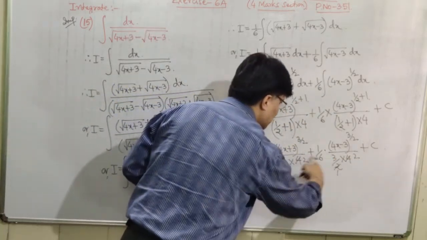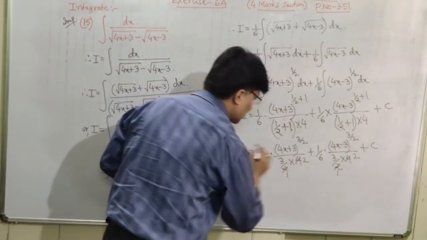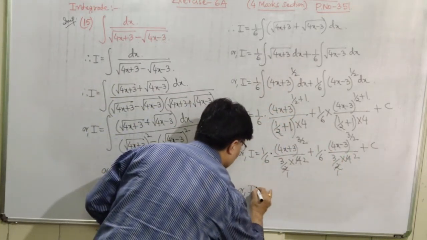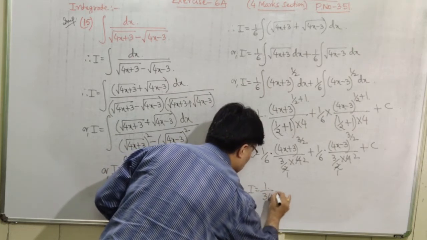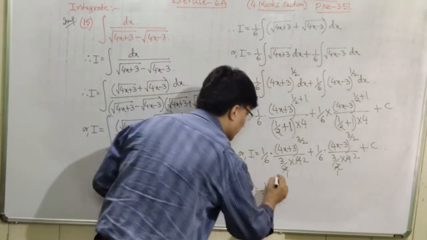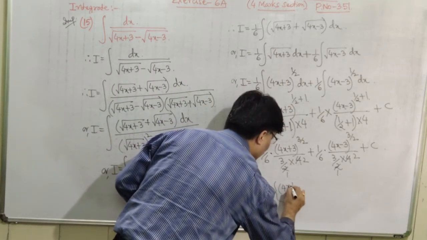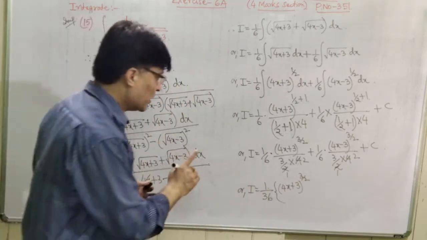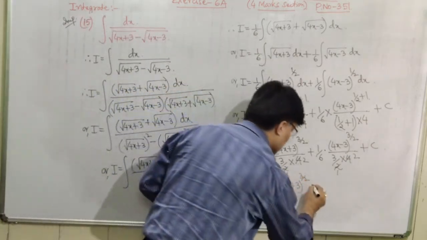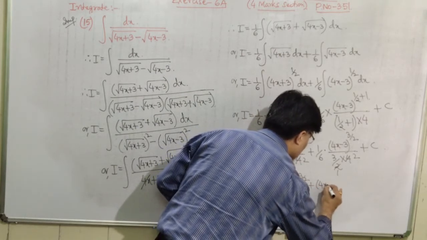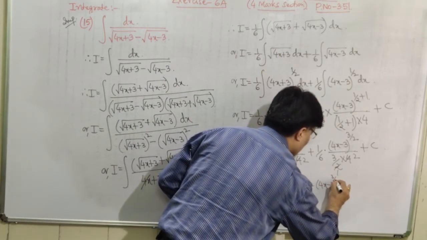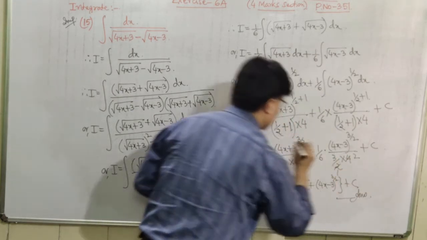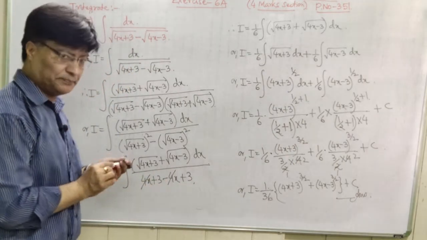So here 1 by 36 is common out here, isn't it? 6 3s are 18, 2s are 36. Here also 6 3s are 18, 2s are 36. So 1 by 36 is taken common. So within second bracket, what do we write? In the numerator we have 4x plus 3 whole to the power 3 by 2, plus 4x minus 3 whole to the power 3 by 2, second bracket is closed, plus c. So this is the final answer.